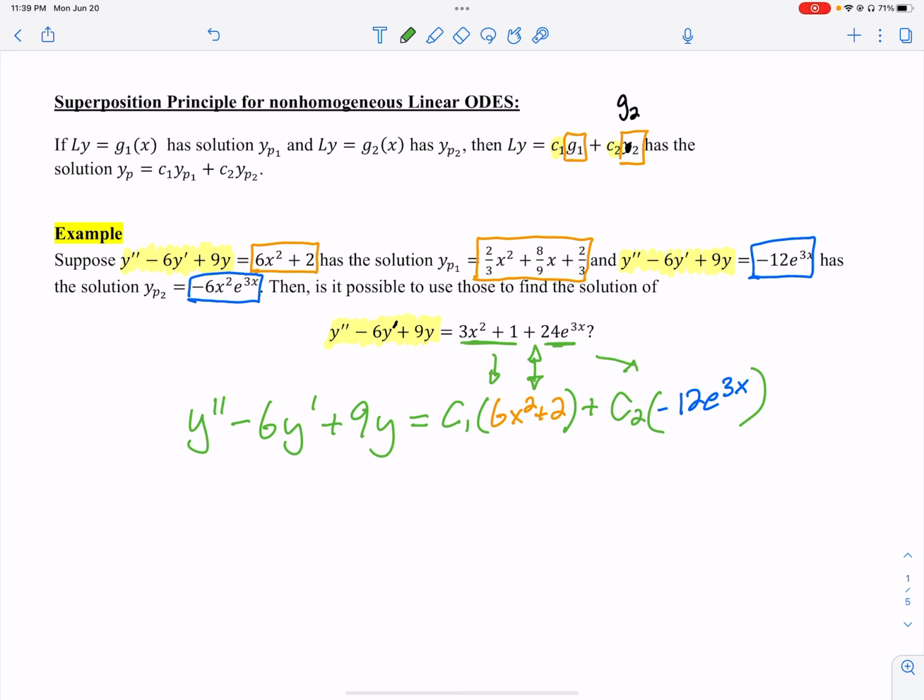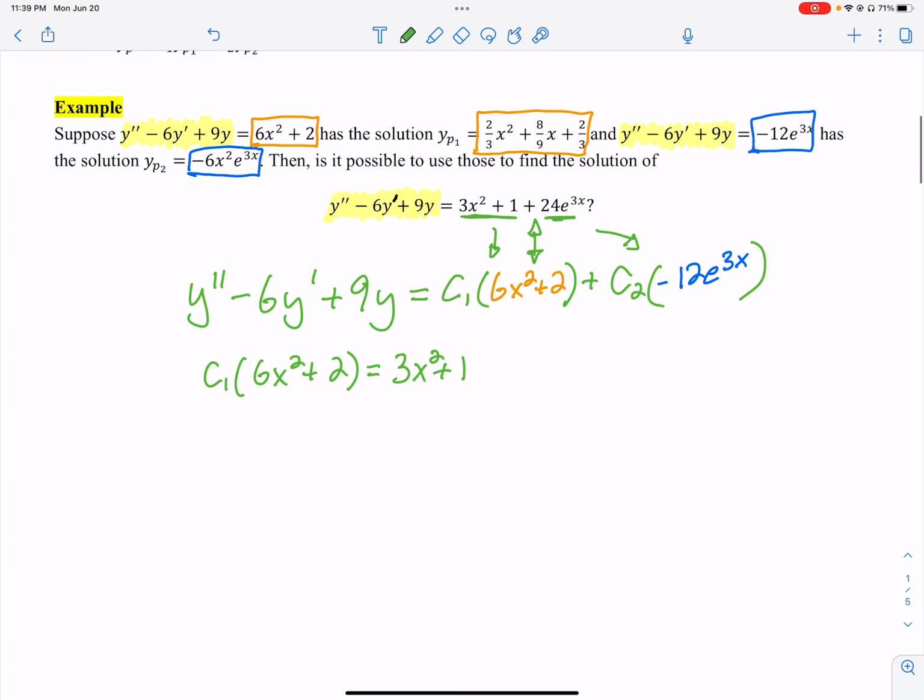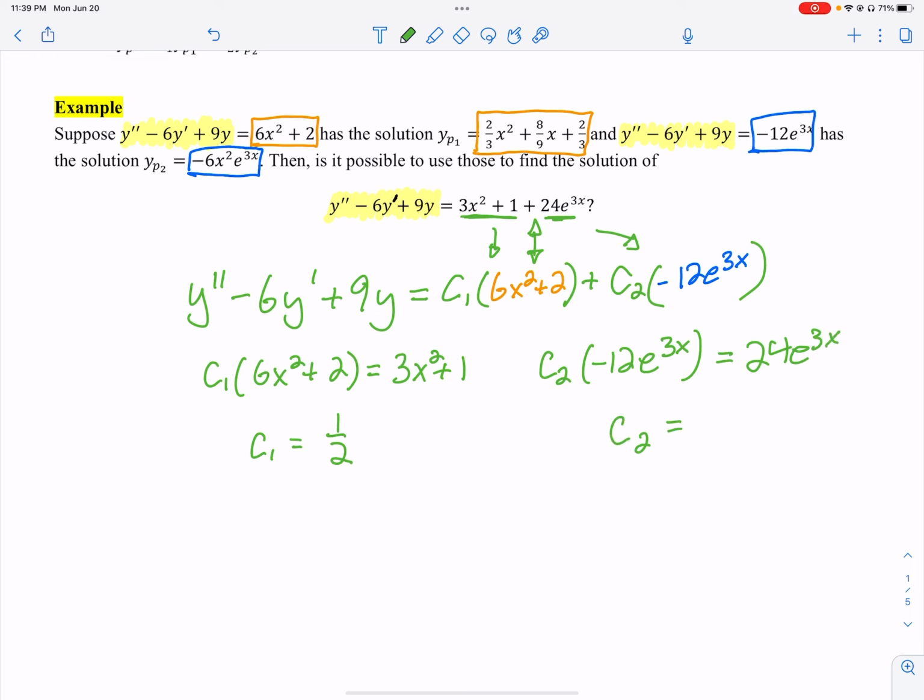These two expressions here. So I'm going to write those out. C1 times 6x squared plus 2 equals 3x squared plus 1. Okay, I'm trying to match that. I'm going to just consider C1. I need 6 to be a 3, so I think C1 is 1/2, and that matches with that 2 as well. Right? We can also take C2 times negative 12 e to the 3x. We want that to be a 24 e to the 3x. Well, that means C2 has to be a negative 2.